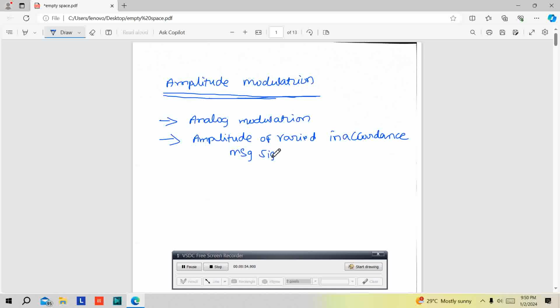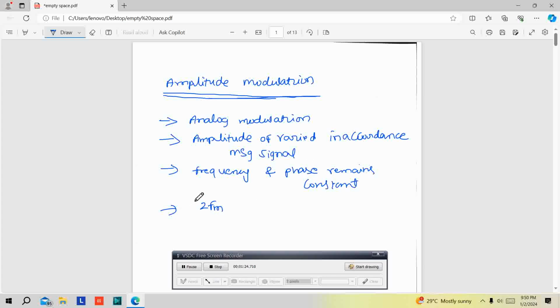Now here only the amplitude is varying; the other two parameters, frequency and phase, remain constant. The transmission bandwidth of amplitude modulation is 2 fm, where fm is the message frequency.